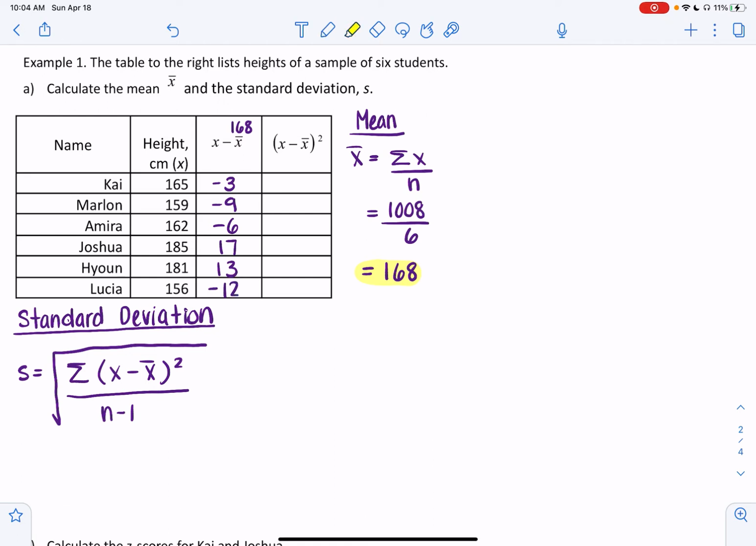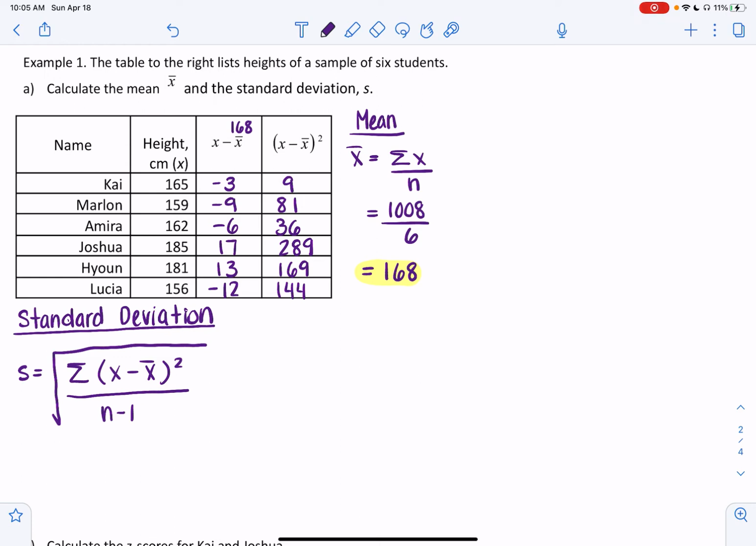The next piece of the equation that we'll focus on is this square here. So all of those numbers that we just found, we're going to square them. So 3 squared is 9, 9 squared is 81, -6 squared is 36, 17 squared is 289, 13 squared is 169, and -12 squared is 144.